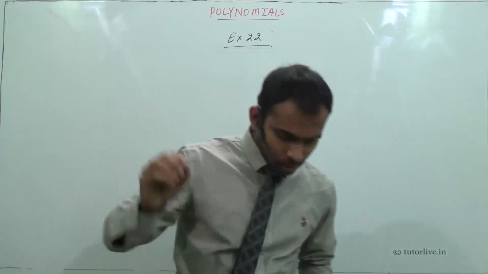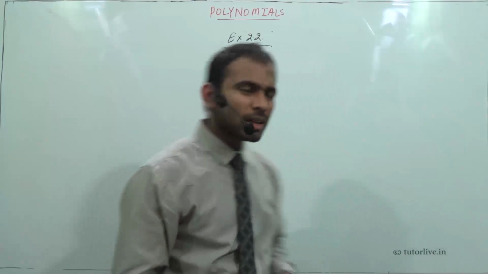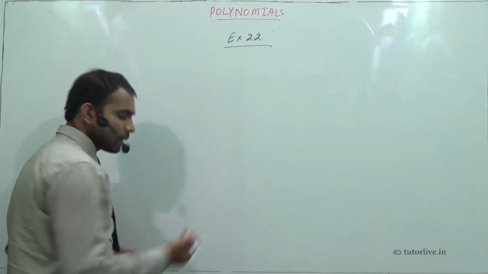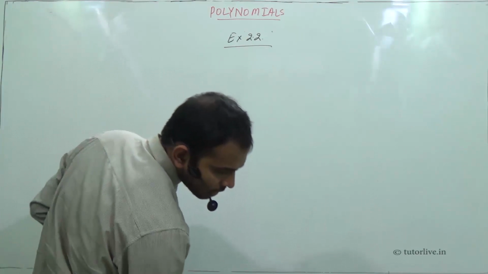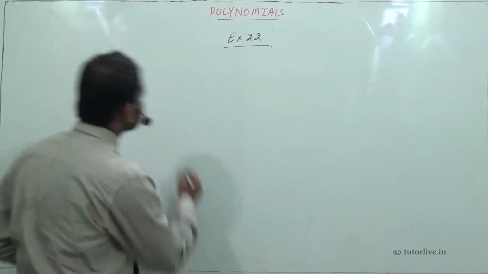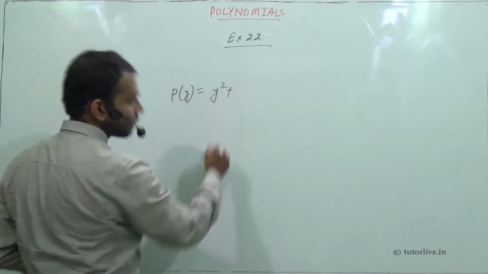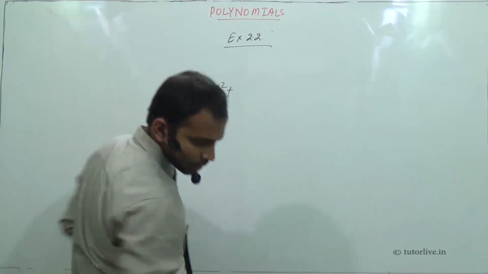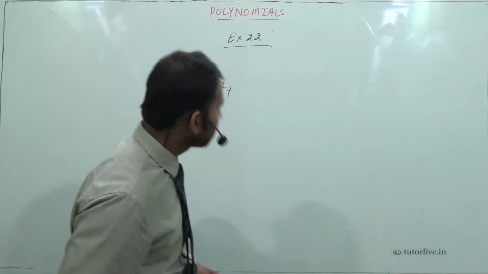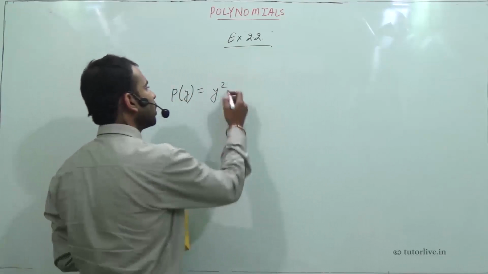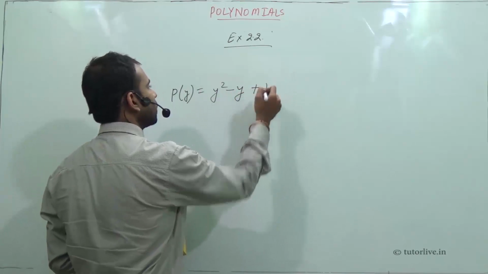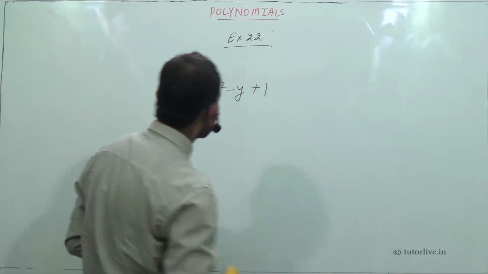Find p(0), p(1) and p(2). What are these? Let's say I write an expression. The question given here is p(y) equals y square plus or minus y plus 1. So this is y square minus y plus 1, of course. That is the question here.